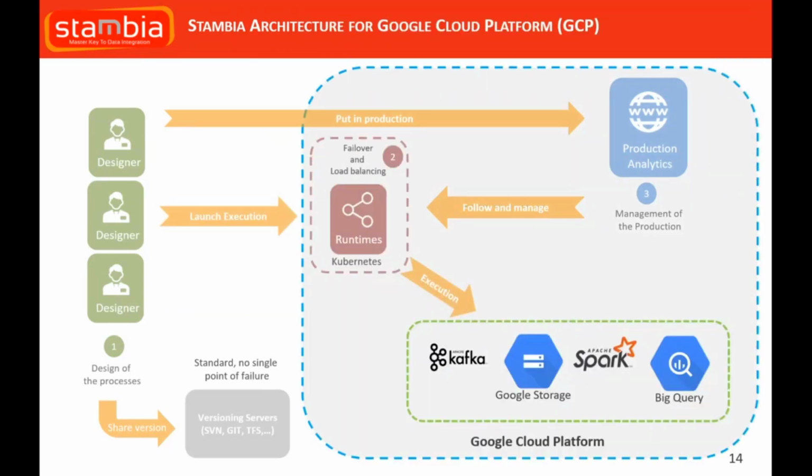Using this, you can have a setup where you have a runtime in production and you deploy all your packages, the designs that you have made. Then during the execution, the runtime will delegate everything that you have designed to the underlying architecture, be it Kafka, Spark, Google Storage, or BigQuery. It will start generating those codes that are required. So this is pretty much the architecture of Stambia.